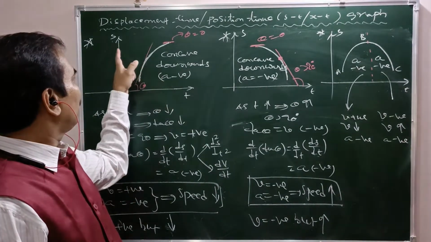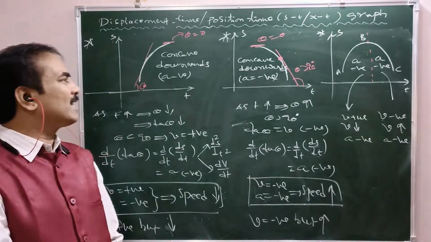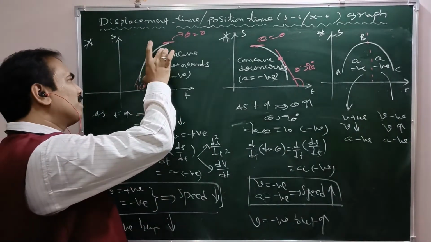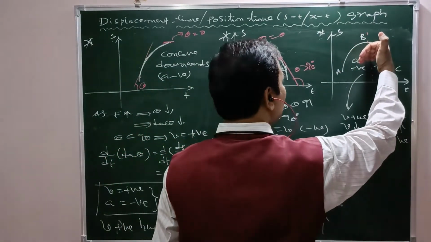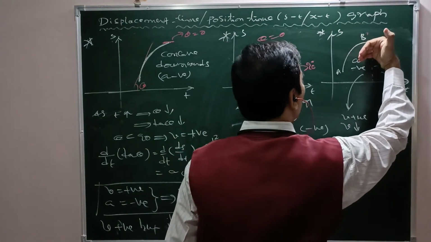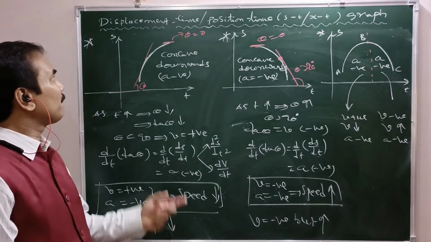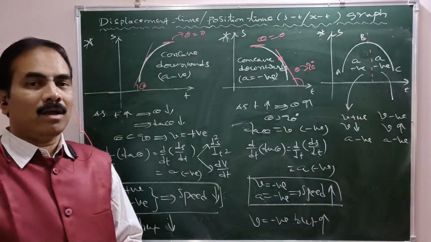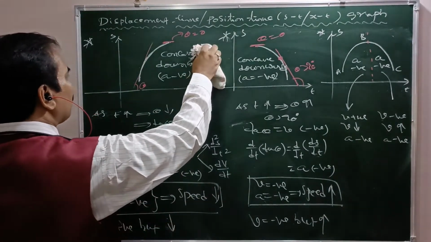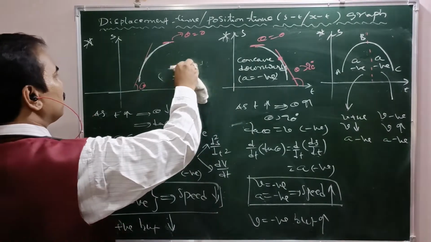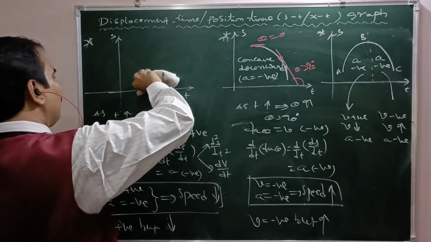So that's about the displacement versus time graph. If the variation is concave downwards, for a portion of the figure or the complete figure, the acceleration is negative. Now let us see a similar shape, that is concave upwards. Now let us see concave upwards.